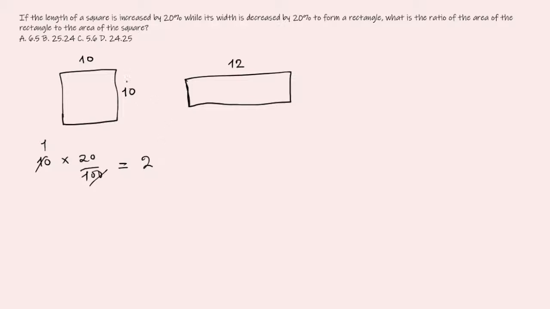And we're told that the width was reduced by 20%. We know that 20% of 10 is 2. So if you reduce 10 by 20%, that gives you 8. So what are the ratios of these two?